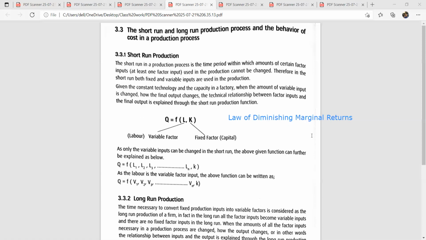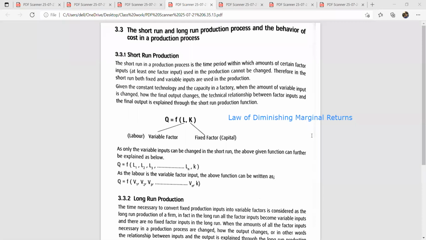Right. So it says the short run in a production process is a time period within which the amount of certain factor input, at least one factor input used in production, cannot be changed.